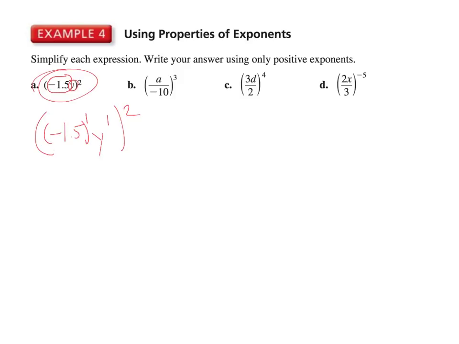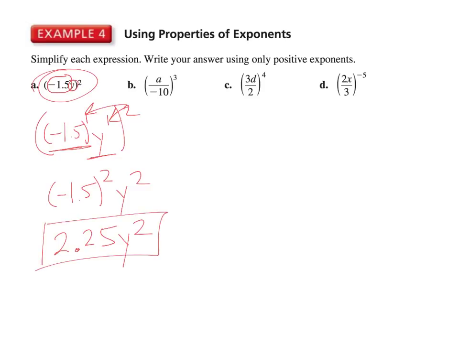So now, since this is a product here, I'm multiplying these pieces. I can multiply the exponents by the power on the outside. So I end up with negative 1.5 to the second power, and then I have y to the second power. Now, negative 1.5 times negative 1.5 is 2.25. And then I have y to the second. That's all there is for that.